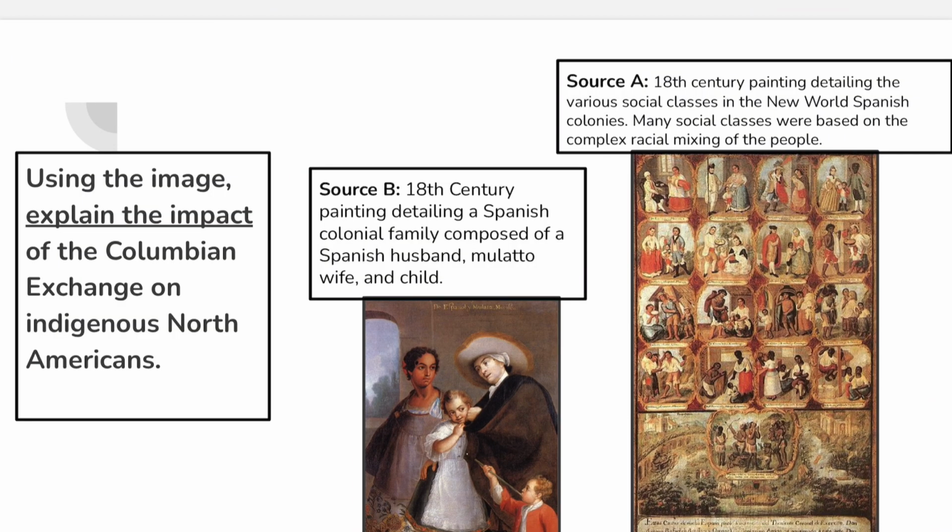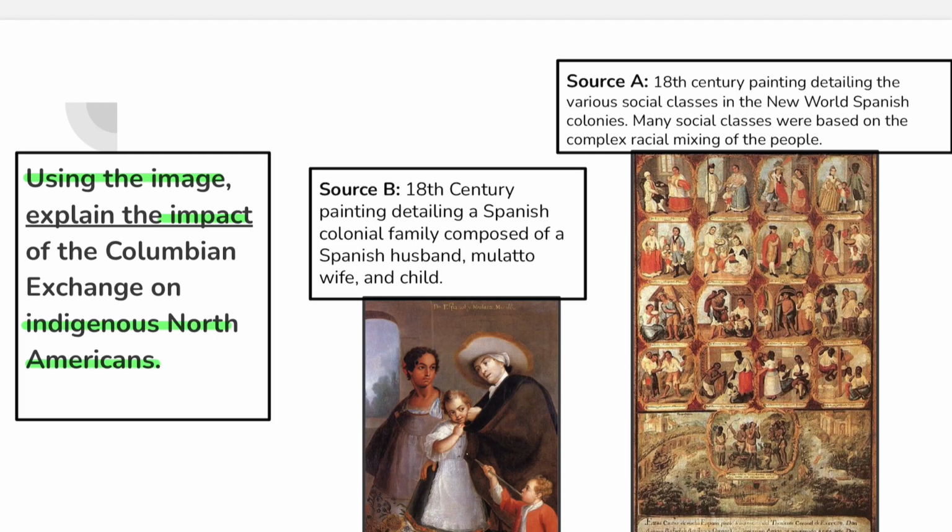All right, so now we're going to do this again. We're going to look at 2 different images and use them to back up our claim. So in this prompt, again, it says using the image, so you have to use it. Explain the impact of the Columbian Exchange on the indigenous North Americans. Same prompt. So we're doing the same historical thinking skill of effect, and we're still focusing on the Native Americans. We're not talking about Europeans. We're not talking about effects on Africa. We are talking about the effects on Native Americans.